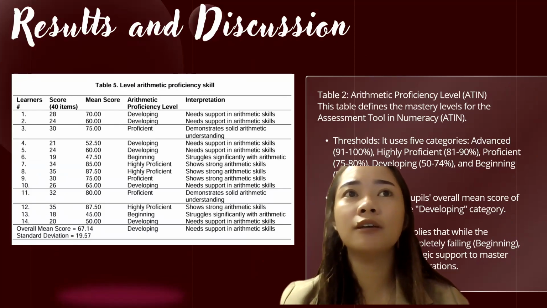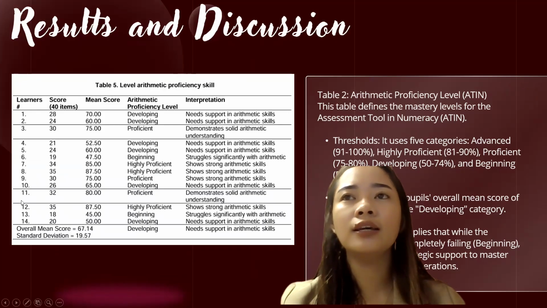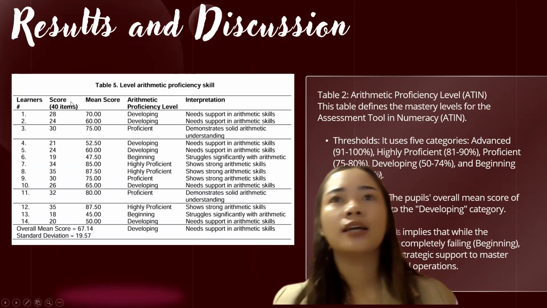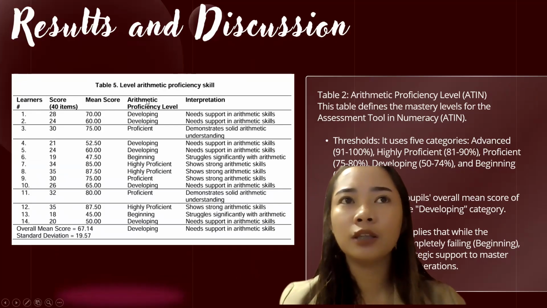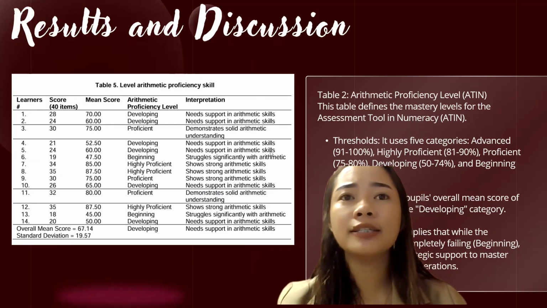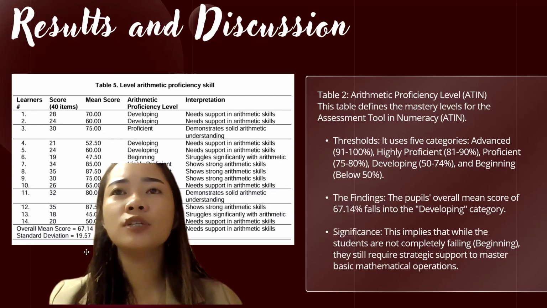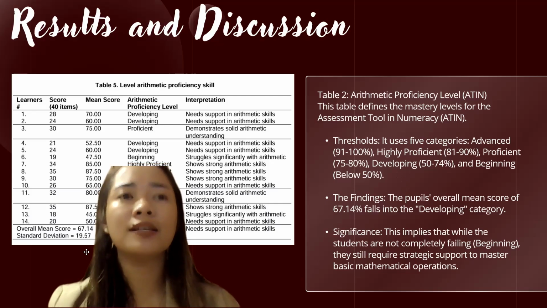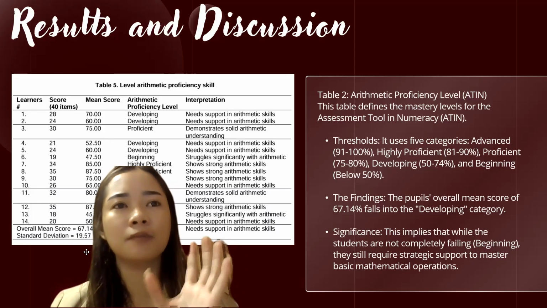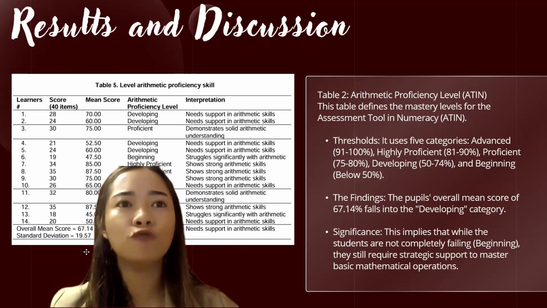Table 5 shows the level of arithmetic proficiency skills of the 14 students. Still, learners 1 to 14. For the arithmetic proficiency skills, the students answered 40 items. The mean score also indicated the arithmetic proficiency level and its interpretation. This table defines the mastery levels for the assessment tool in numeracy, or the ATEN. It uses 5 categories, di ba? First, advanced, 91 to 100%; highly proficient, 81 to 90%; proficient, 75 to 80%; developing, 50 to 74%; and beginning is below 50%.